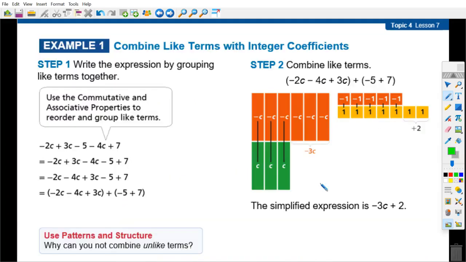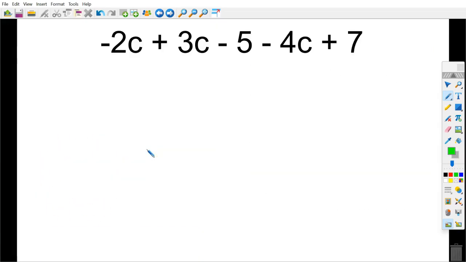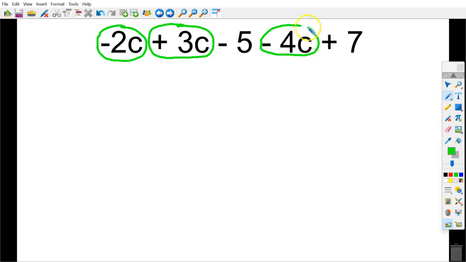I don't like models. They show you how to separate them, blah, blah, blah. I am going to show you how to group up like terms, put them together, and then solve it that way. So first thing I do is circle a set of like terms. So I'm on green. I'm going to circle negative 2c, positive 3c, and negative 4c. And I have no more like terms with the variable c.